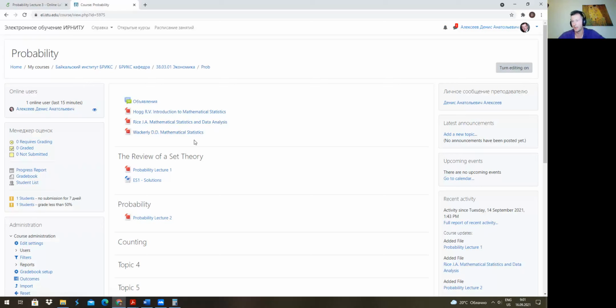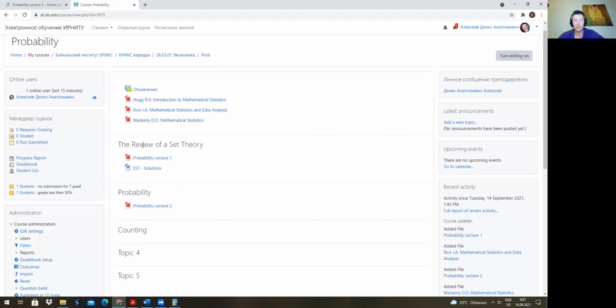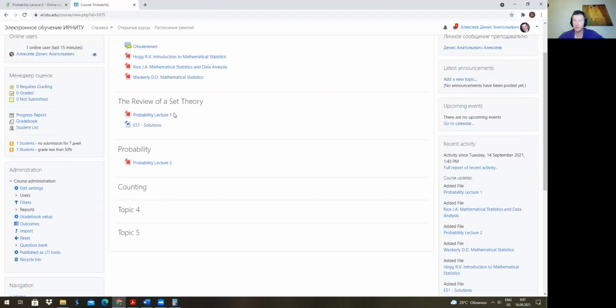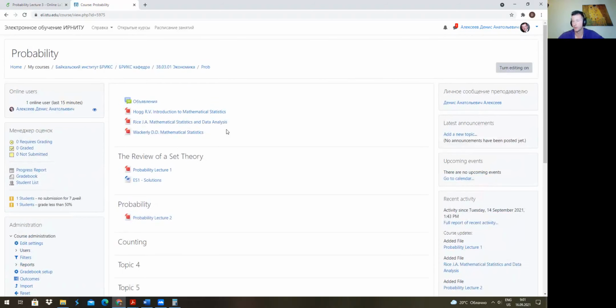All of those three are more or less nice and they are not that difficult. Probably this Hogg is more formal. These Wackerly and Rice, they are very understandable, very clear. So I have put here lecture 1 notes, lecture 2 slides, and lecture 3 is going to be here also. For exercise 1, I've put here solutions. These solutions are made by myself, so they may be somehow different to what you had with Klim during your exercise session, but in most cases there should not be many differences.